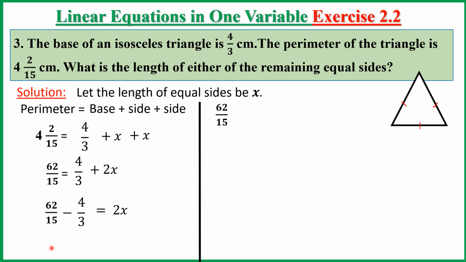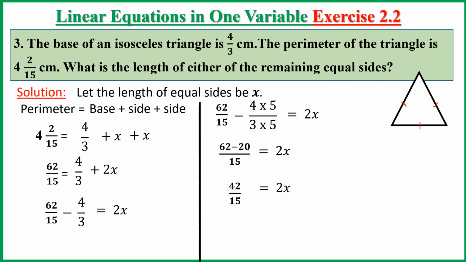So that gives us 62 by 15 minus 4 into 5 divided by 3 into 5, which is equal to 2x. So 4 5s are 20. So 62 minus 20 divided by 15 equals 2x. 62 minus 20 is 42. 42 divided by 15 equals 2x. Here we can simplify. It comes in the 3 tables. That is 5 times 3s are 15 and 14 3s are 42. So 14 by 5 equals 2x.